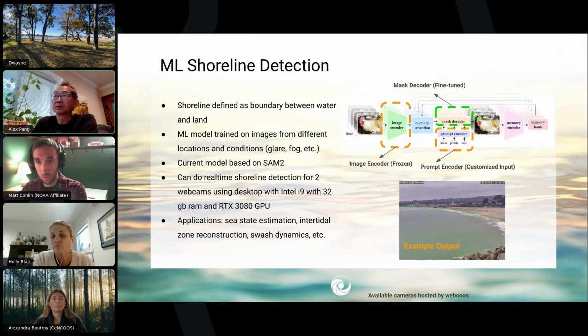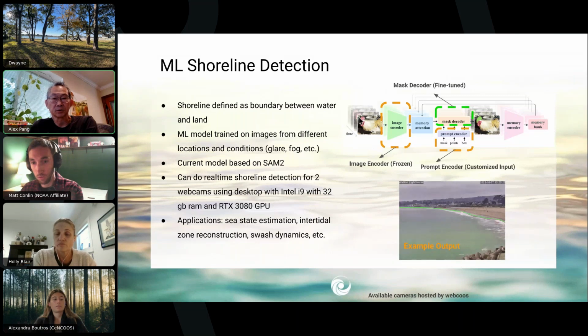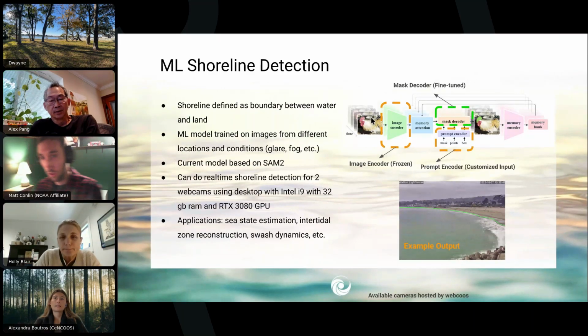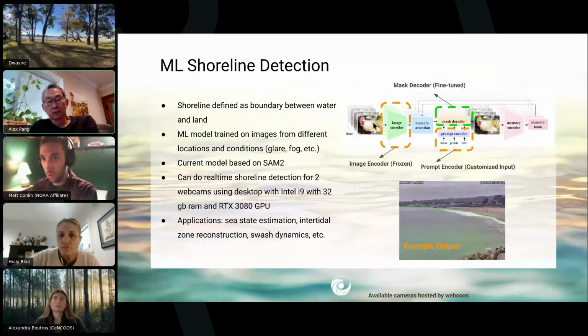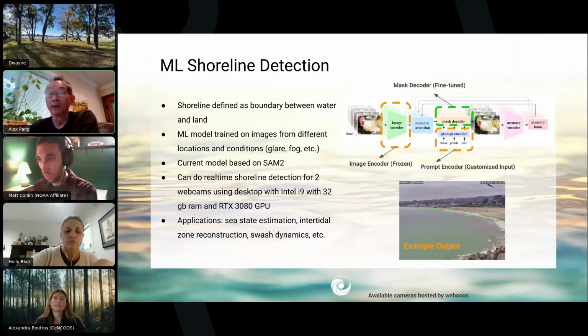Okay, so this gives you an overview. The schematic on the upper right gives you the architecture of the machine learning algorithm that we use for shoreline detection. Typically, you would have a bunch of images labeled to indicate where the shoreline is, feed those to your machine learning algorithm, and once it's trained, it should be able to detect the shoreline when given a new image that it hasn't seen before.